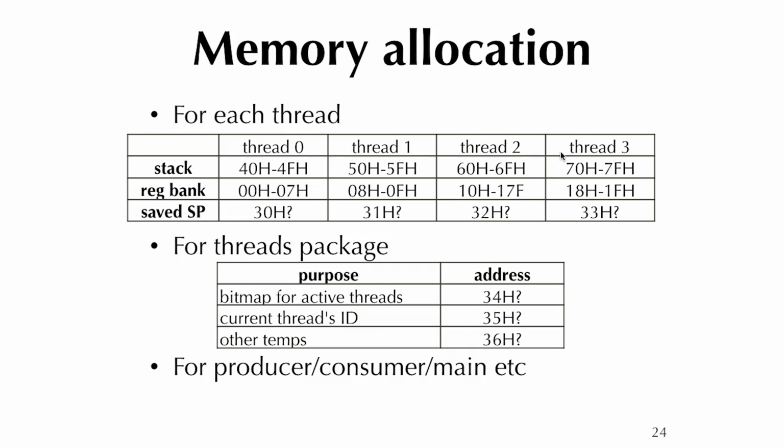That seems reasonable, but that's already half of your memory. So that means you squeeze your memory down to quite a bit less now. Your register banks are already 0 to 7, 8 to F, 10 to 17, 18 to 1F. So that's already taking up 32 bytes, and 64 for the 4 stacks. So you have 32 bytes left for your globals. And some of them need to be used by the threads manager.